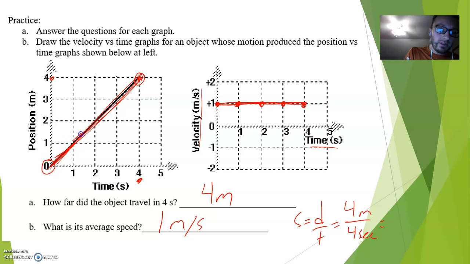At any point, if I were to put a straight line along this graph, that line would always have the same slope. It would always have the same steepness. Steepness of a position time graph is speed, or velocity in this case. And so that slope of positive 1 tells us that the velocity is constant. So this graph right here shows us, if we were to read this graph aloud, we would say, oh, it's traveling with a constant velocity of 1 meter per second.